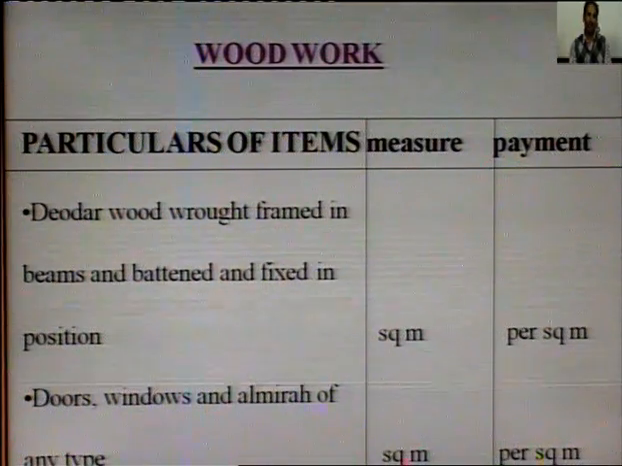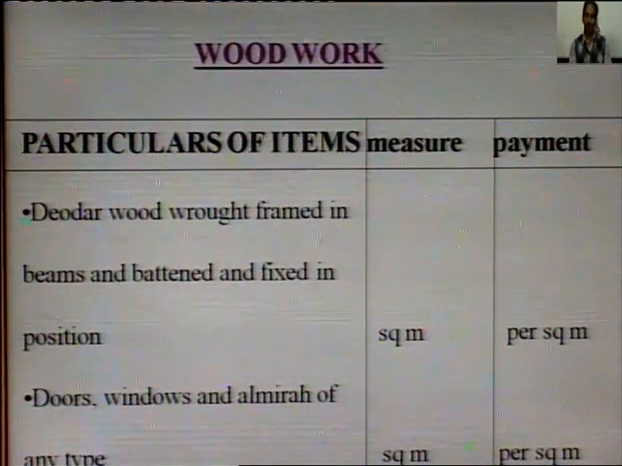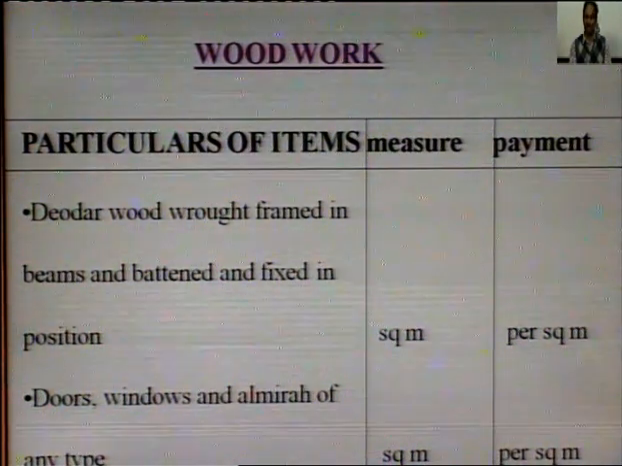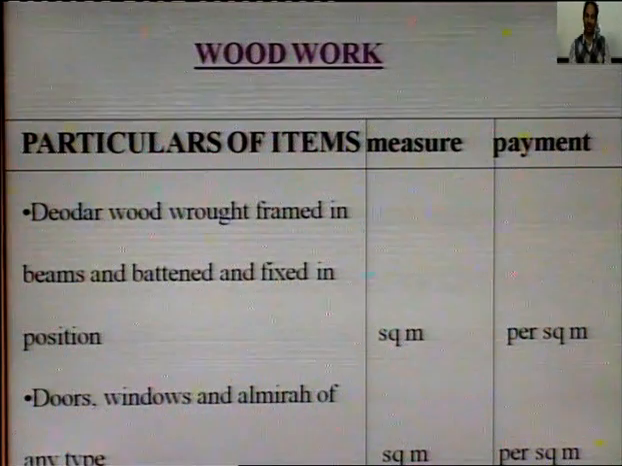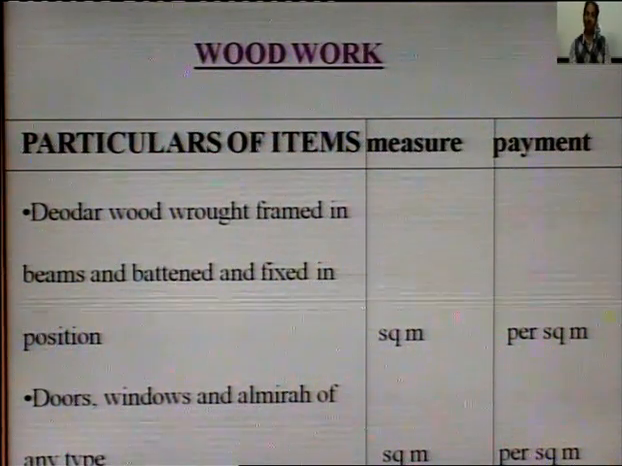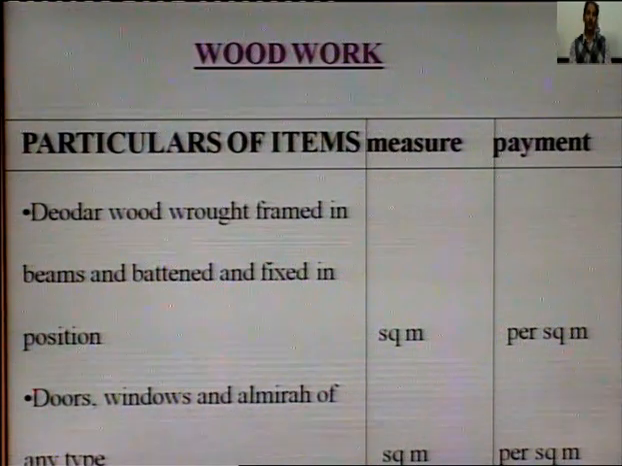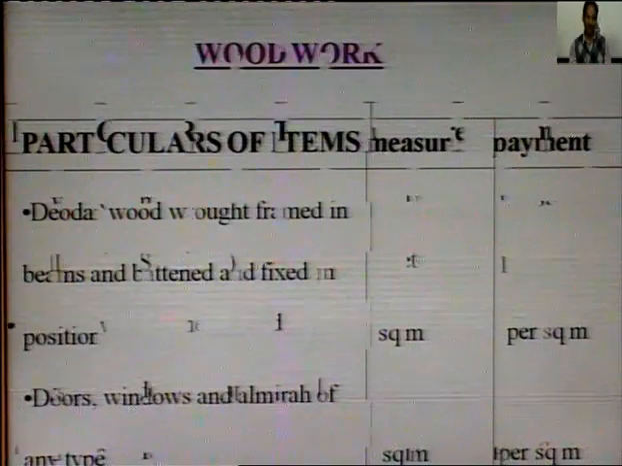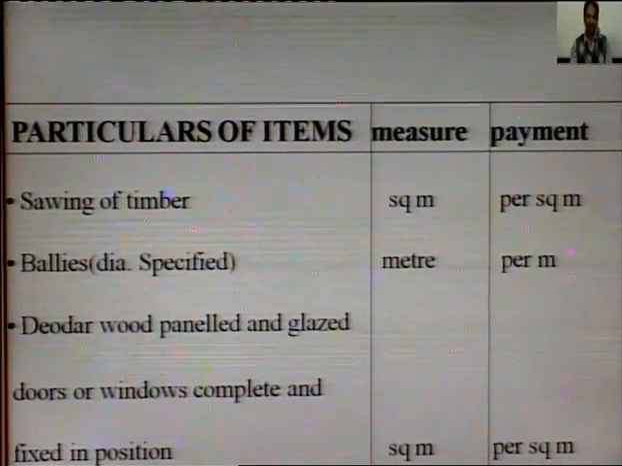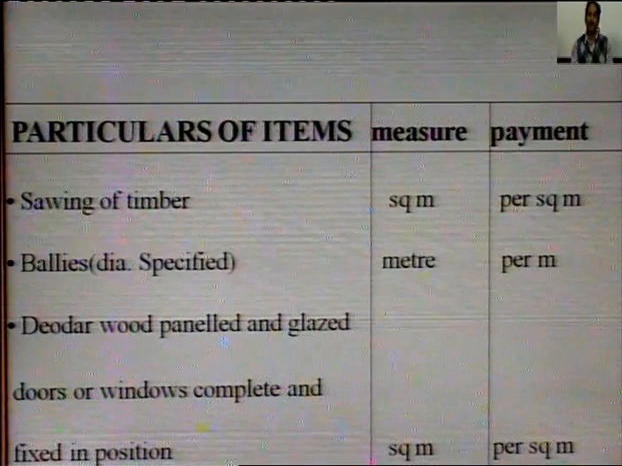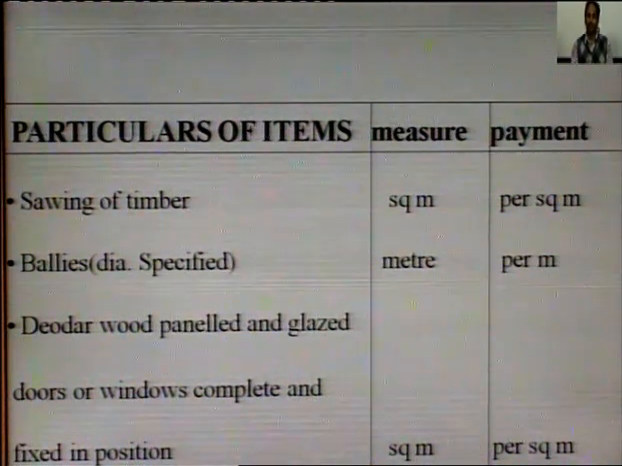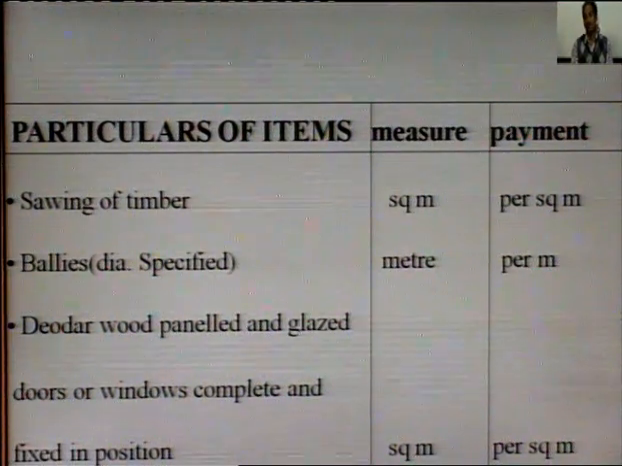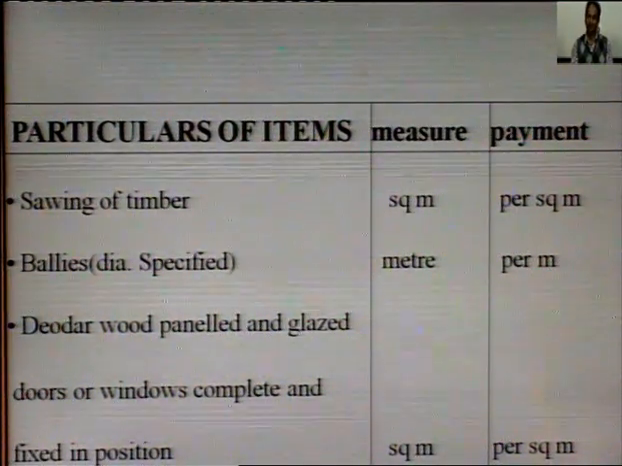And then woodwork, deodar woodwork and teak wood. So, this woodwork framed in beams and battening and fixing in position is always measured in square meter, your unit of payment is per square meter. And door and windows and almirahs of any type are measured in square meter, unit of payment is per square meter. And then sawing of timber, if you saw the timber, measured in square meter, unit of payment is per square meter. Valleys where diameter is specified are measured in meter, your payment is per meter.